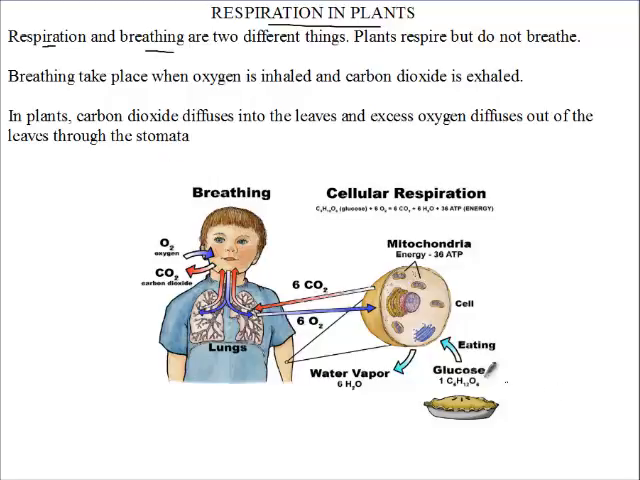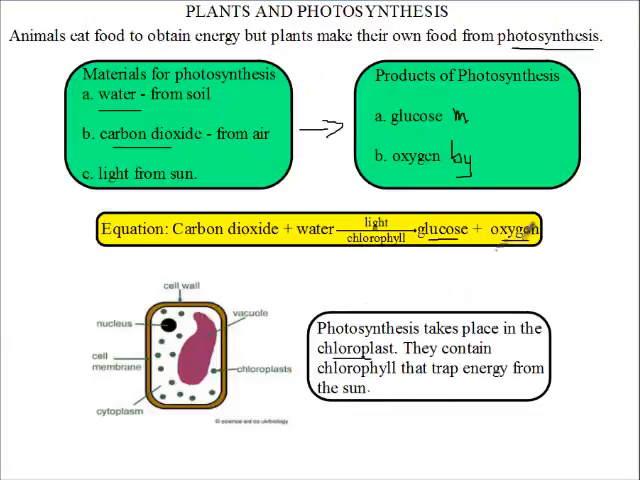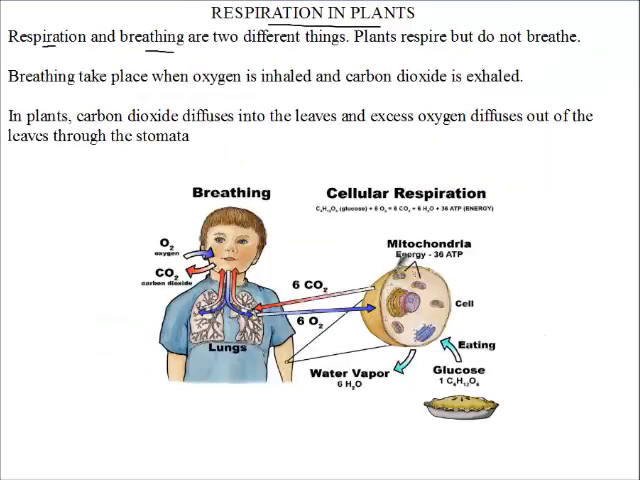Now we know that glucose is broken down using oxygen to produce carbon dioxide and water. The same happens in the plant. After producing their glucose, remember photosynthesis has its byproduct being oxygen. So after producing the glucose, it will react with the oxygen to break down the food to release energy for the plants. The excess oxygen is what diffuses out through the leaves.